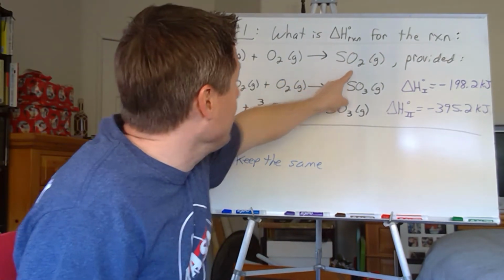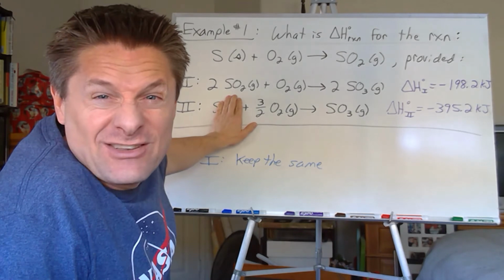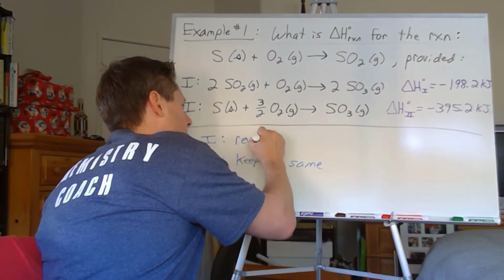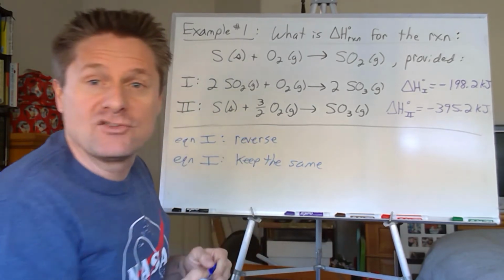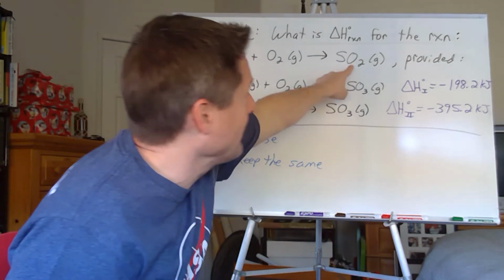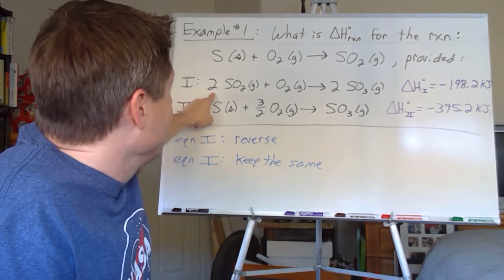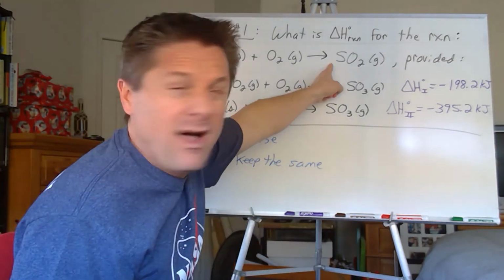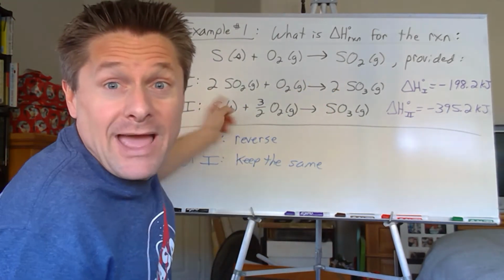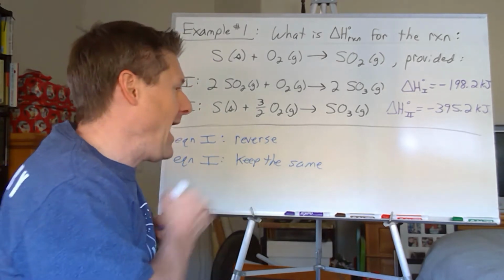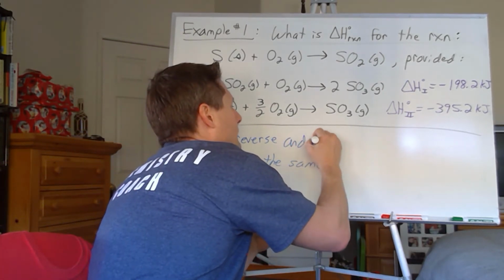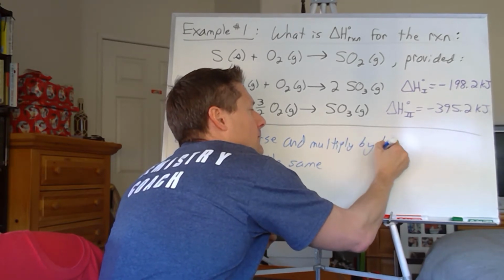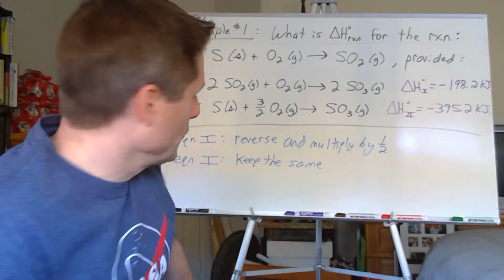Is sulfur dioxide in equation 1 on the right-hand side? It's not, so I need to reverse it. So we have to reverse equation 1 in order to get the sulfur dioxide on the right-hand side. Is the coefficient correct? There's a 2 in front of it in equation 1, but it's not the right coefficient. I need a 1. So how do I go from a 2 to a 1? I got to divide by 2 or multiply by 1/2. Or you could say divide by 2.